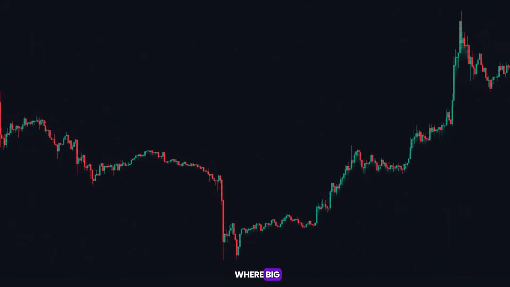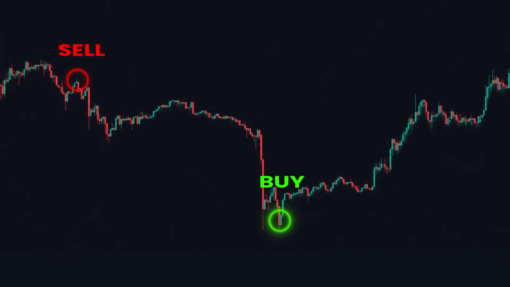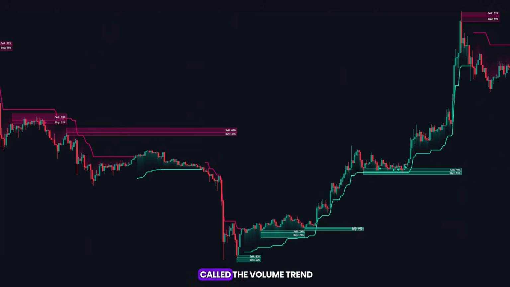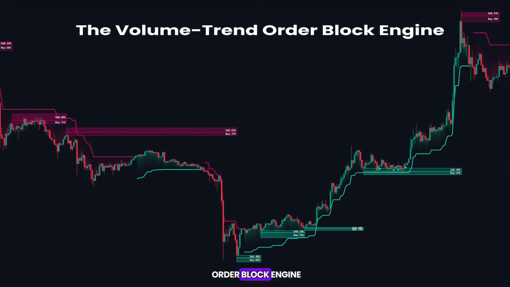Want to know exactly where big buyers and sellers are hiding in the market? Today we are looking at a powerful tool called the Volume Trend Order Block Engine. It is designed to clear up the confusion on your charts and show you exactly where prices might bounce next. Let's look at how it works.